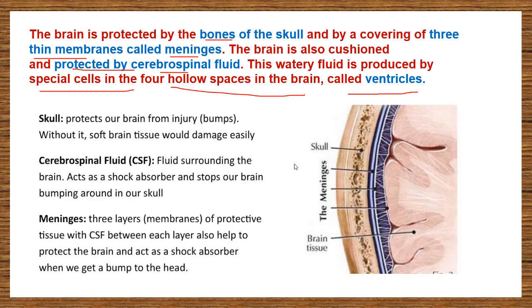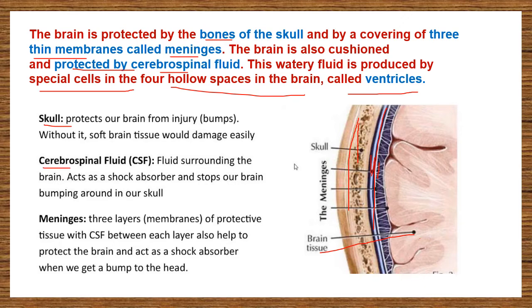Here is the skull, and these are three meninges, meaning membranes 1, 2 and 3. These are brain tissue. So brain tissues are protected by this system. Okay. So what does the skull do? The skull protects our brain from any injury.